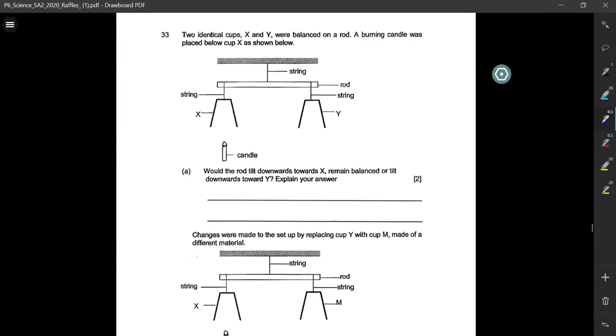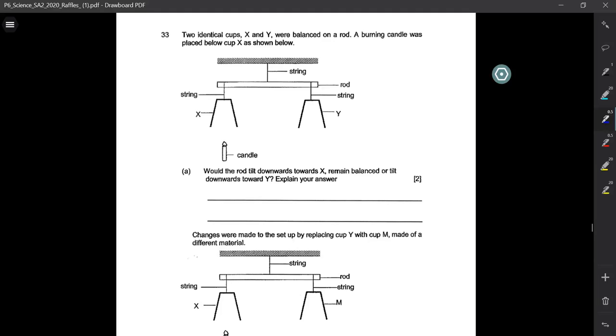Question 33. Two identical cups, X and Y, were placed on a rod. A burning candle was placed below cup X as shown below. So A. Would the rod tilt towards X, remain balanced, or tilt downwards towards Y? Explain your answer.